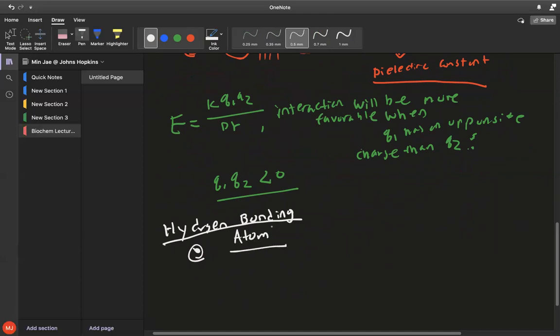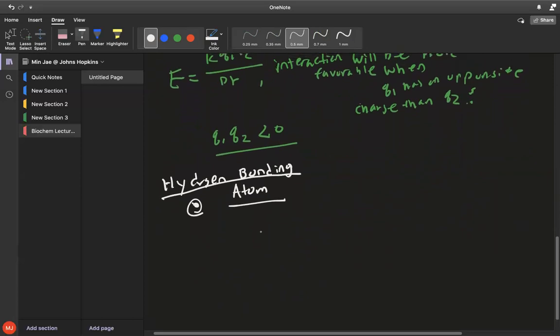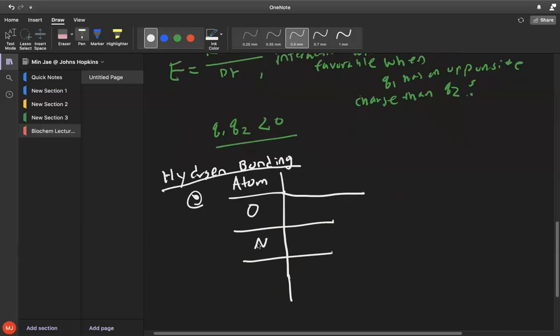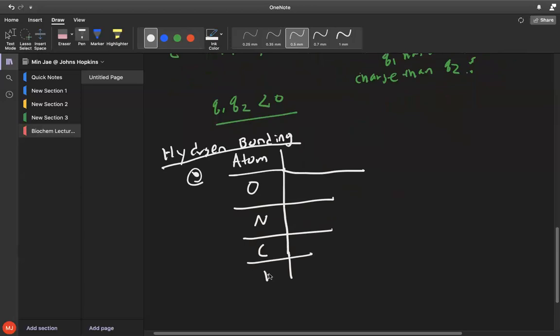For example, I'm just going to characterize the reason why hydrogen bonding occurs in the first place. The main reason why hydrogen bonding occurs between two atoms is the difference in electronegativity. So let me start with characterizing the electronegativity for different atoms: oxygen, nitrogen. Here I'm labeling only the most common atoms you might see in biochem.